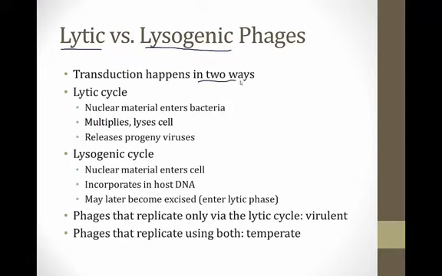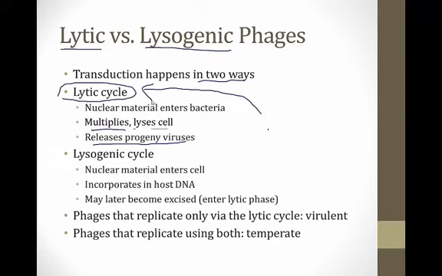Transduction generally happens in two ways. The first way is called the lytic cycle, and that's the generalized transduction that I described two slides ago. Nuclear material enters the bacteria from a virus, it multiplies and lyses the cell, and it releases progeny viruses. This is called the lytic cycle because it lyses the bacteria that gets infected.